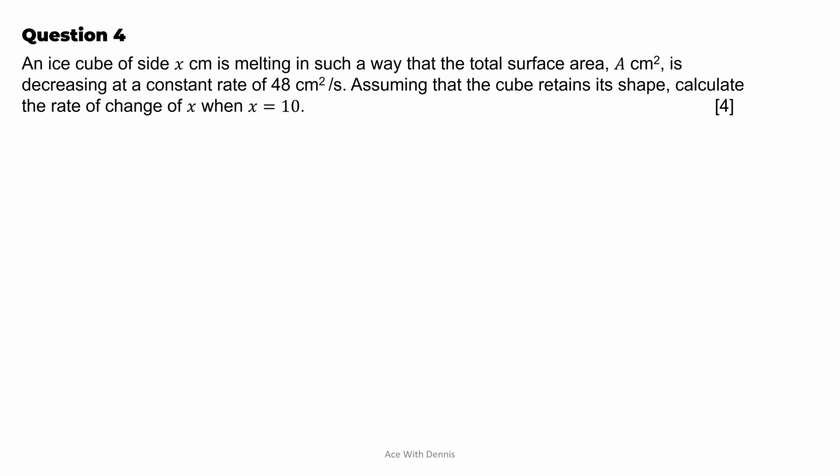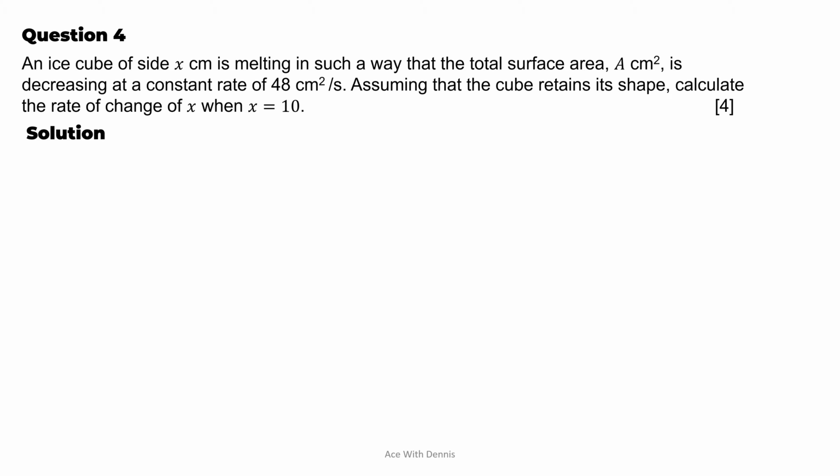Question 4. An ice cube of side x cm is melting in such a way that the total surface area A cm² is decreasing at a constant rate of 48 cm² per second. Assuming that the cube retains its shape, calculate the rate of change of x when x equals 10. 4 marks.